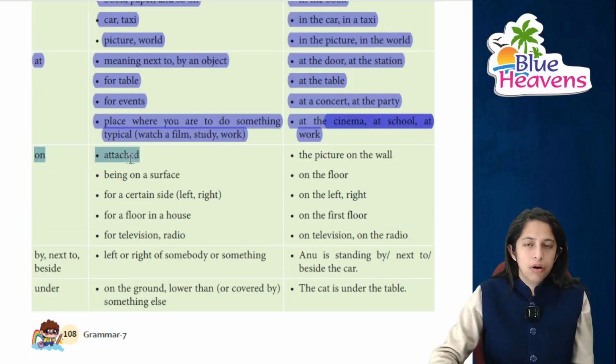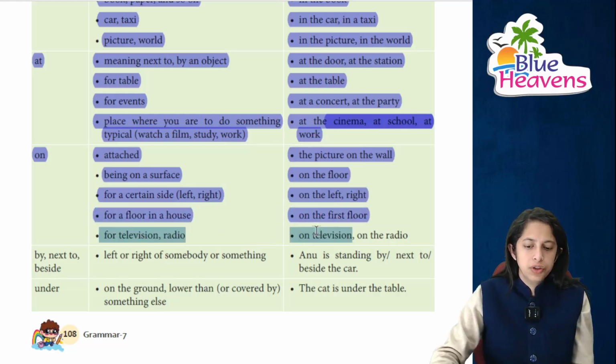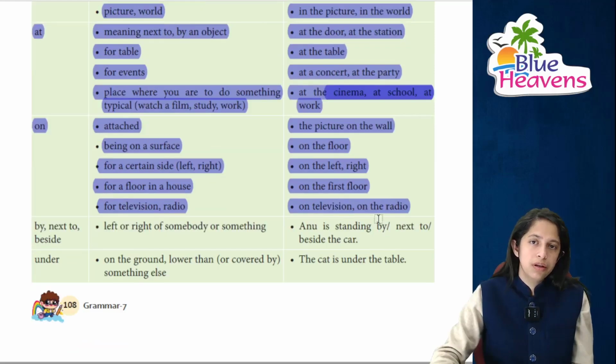Next is on. On means attached में the picture on the wall, being on the surface, on the floor, एकदम contact, the direct contact. For a certain left, right, or you can say on the left, on the right. For a floor in the house, on the first floor. For television, radio, on television, on the radio.